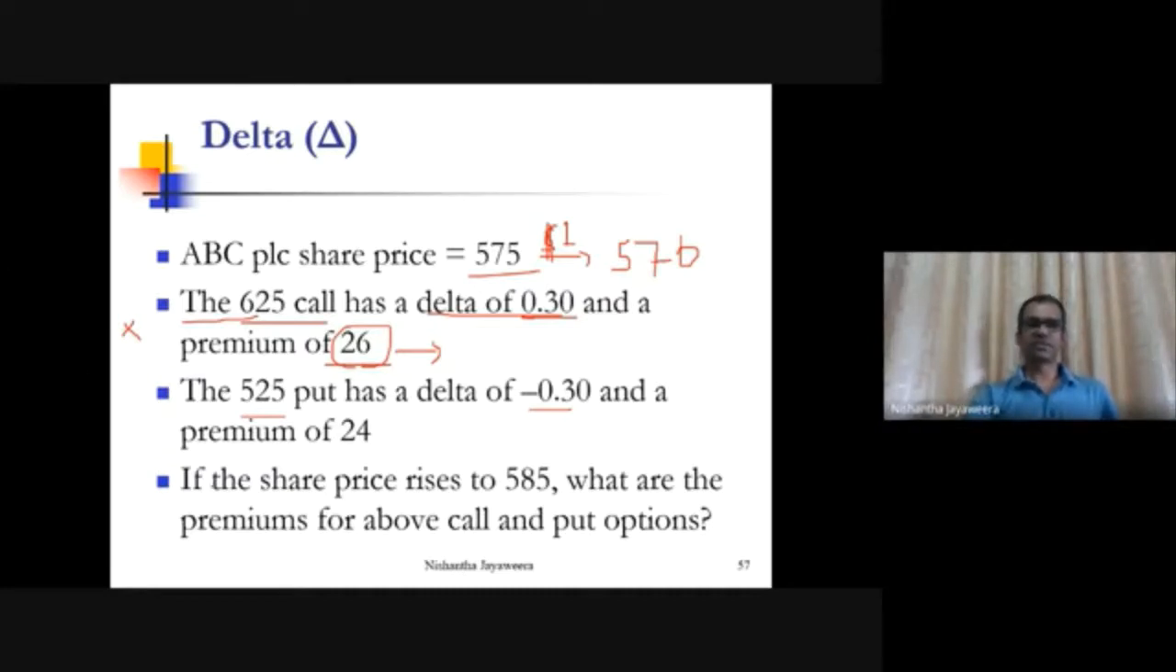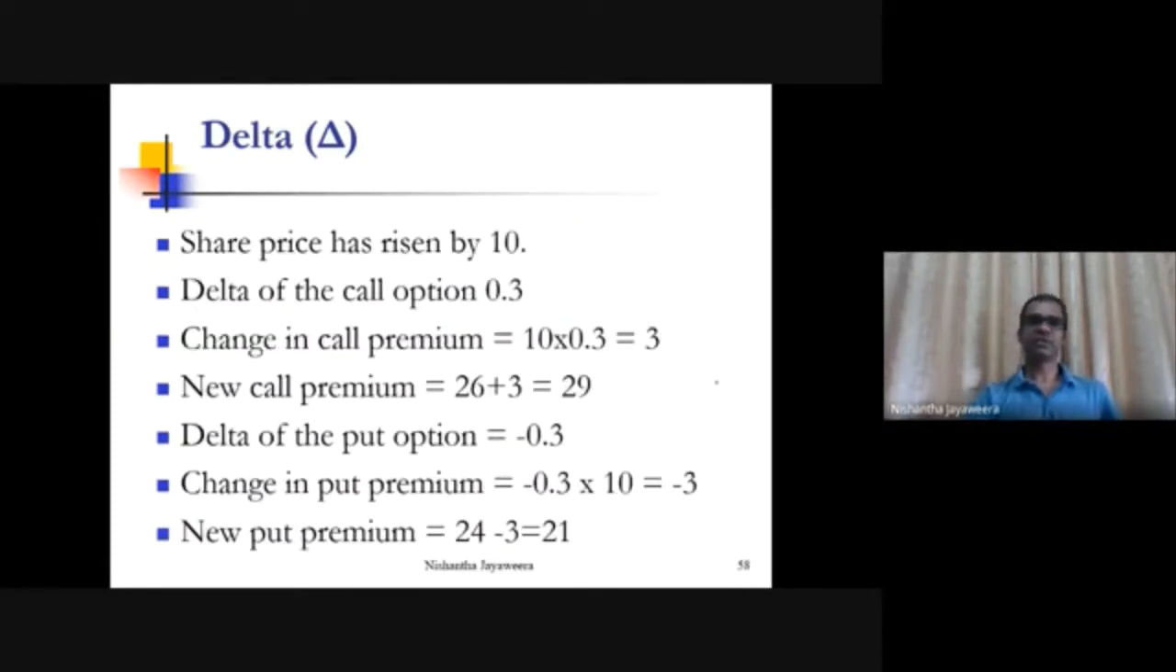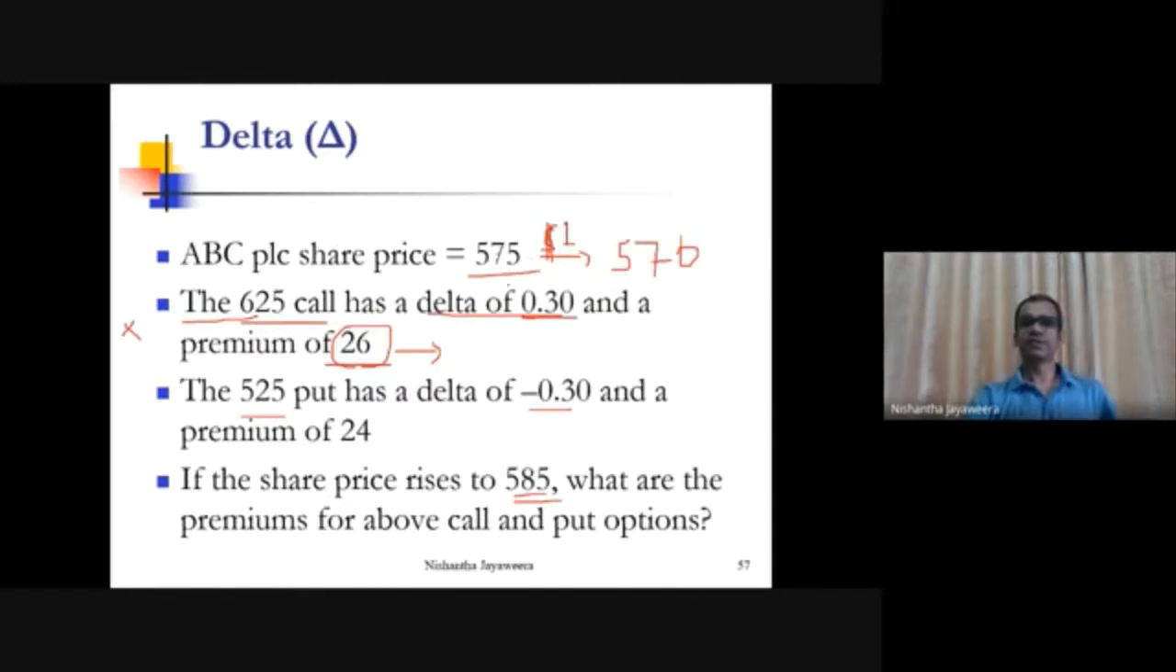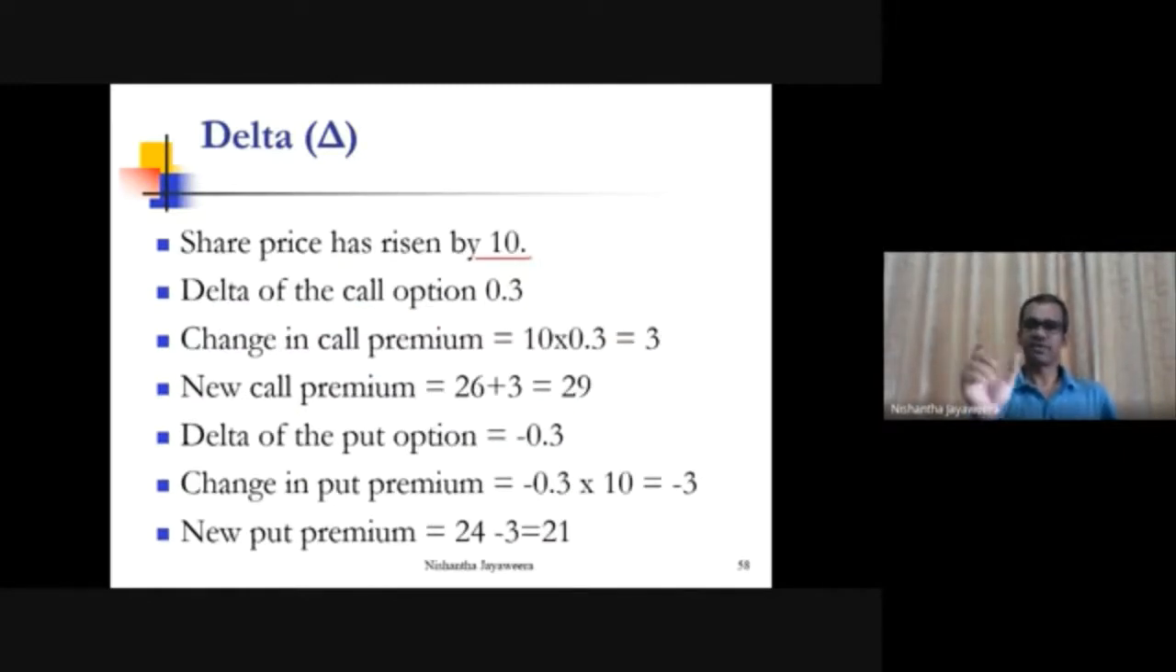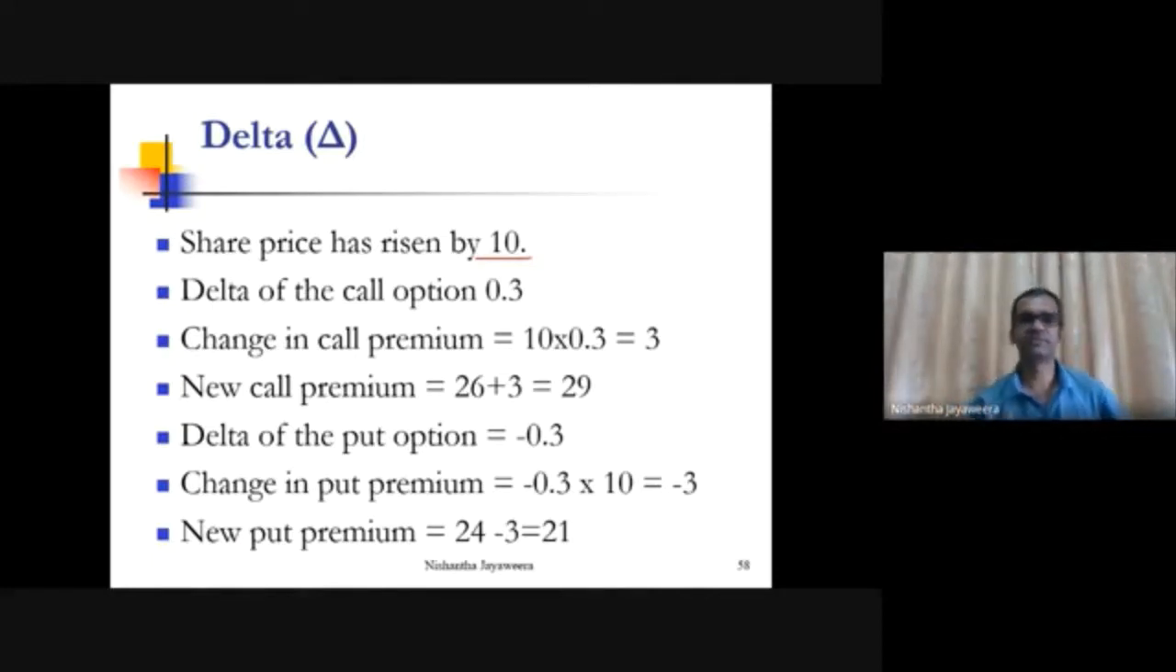So that's the question here. If the share price rises to 585, this is by $10. What are the premiums for the above call and put options? Share price has risen by 10, because it's from 575 to 585. So it's not 1 unit, it's 10 units. But delta says for 1 unit, what is the change? Then for 10 units, it would be 10 into 0.3. So the new call premium is the existing premium plus the change, 29.